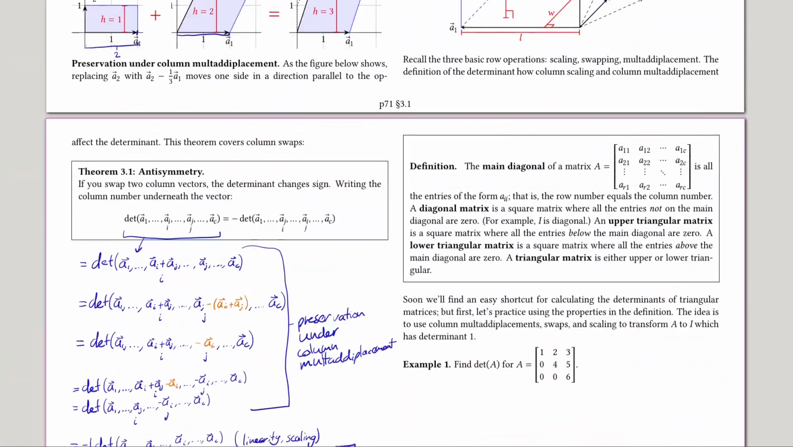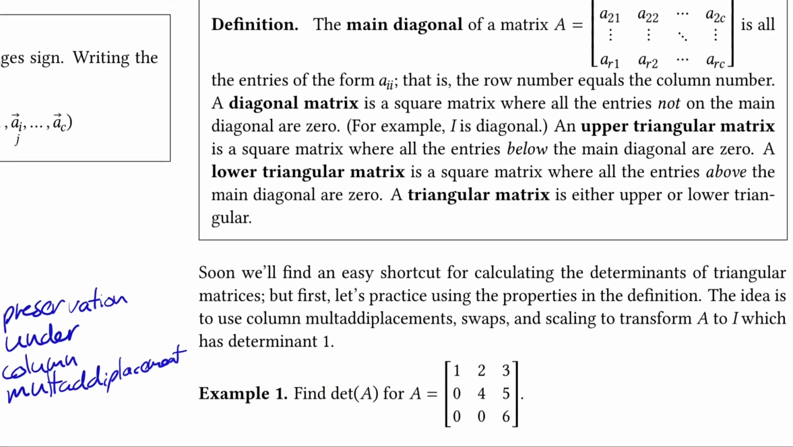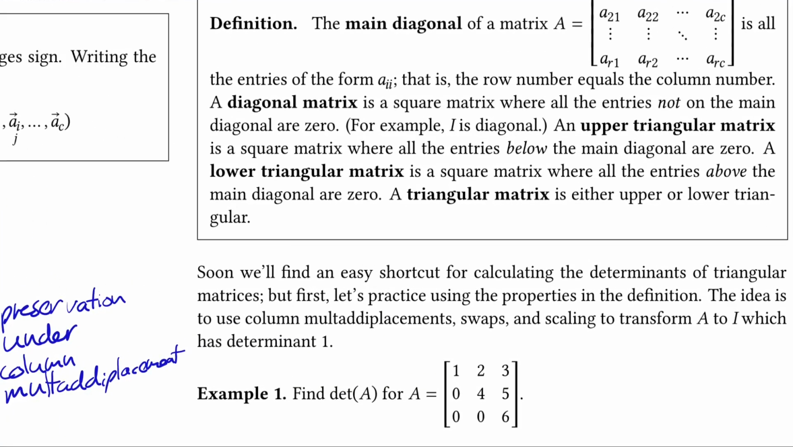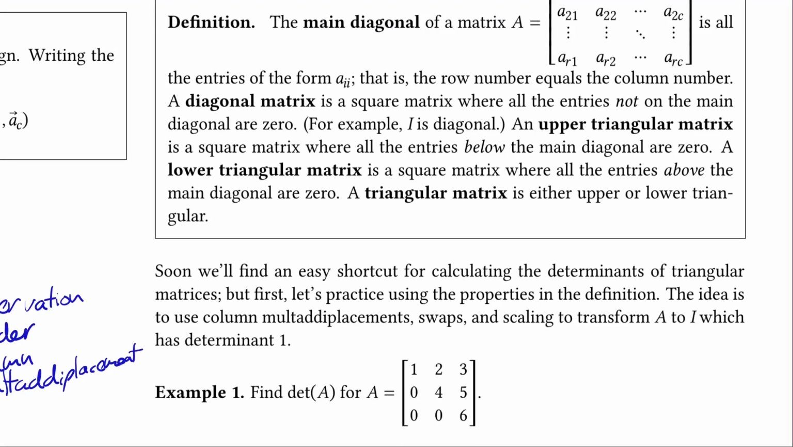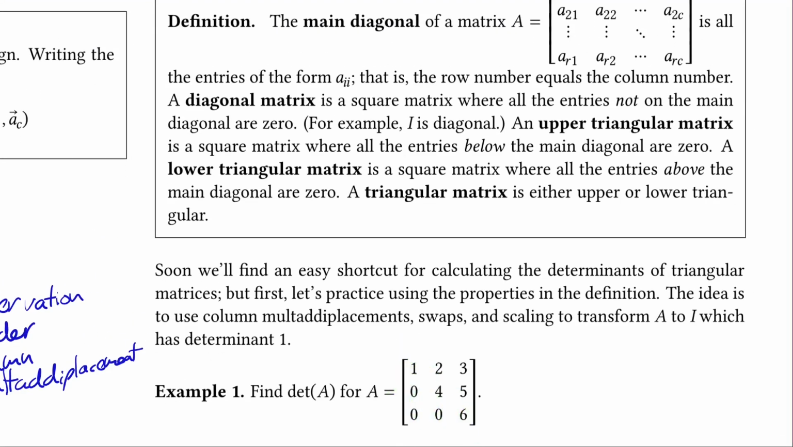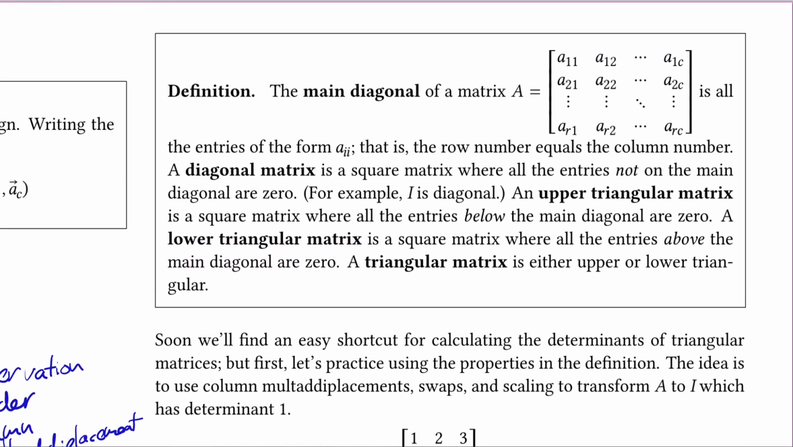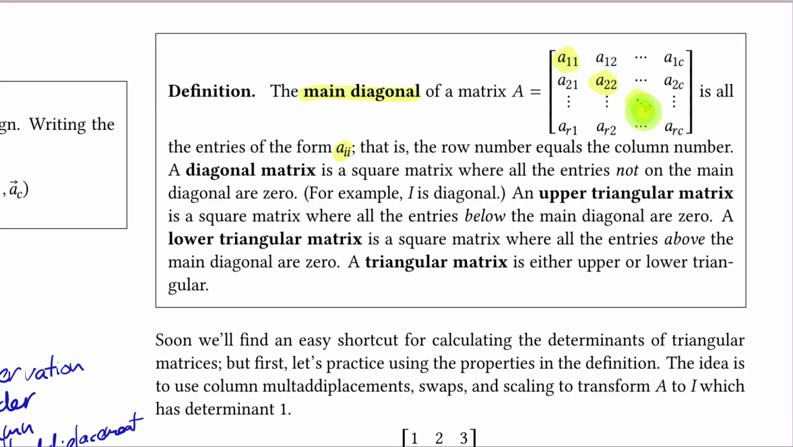Now, we're going to talk a lot about diagonal matrices and triangular matrices. This is closely related to echelon form, but there are also going to be lower triangular matrices that are a little different. So anyways, let's read what this says. The main diagonal of a matrix is all the entries of the form A sub ii, where the row number is equal to the column number. So we've already been talking about that.